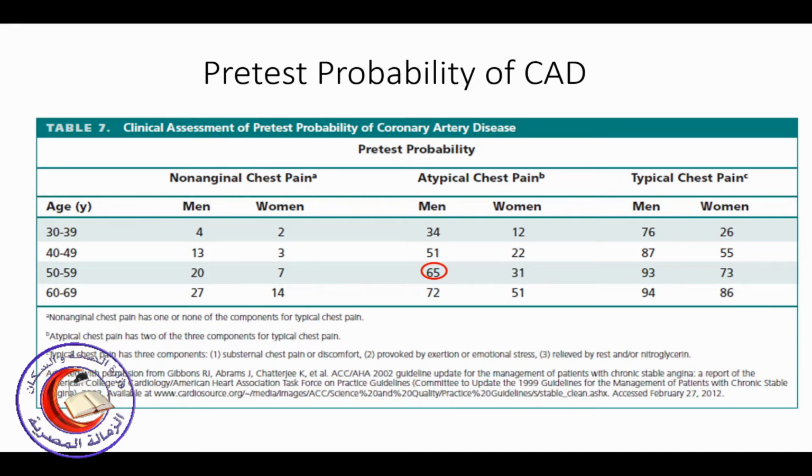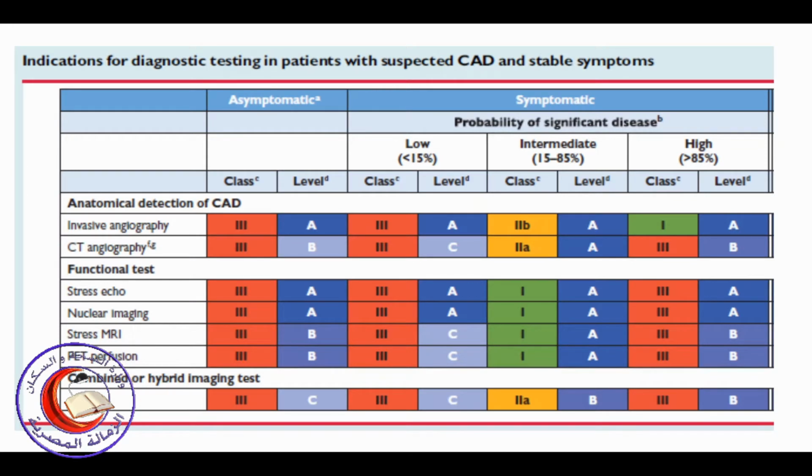And this is where non-invasive management comes. We can do non-invasive management in so many cases, and there are so many modalities. But the preference now is not for the exercise ECG test, it's mainly for the stress echo, the nuclear imaging, the stress MRI, and the PET perfusion. Why? Because they are more accurate and more sensitive.